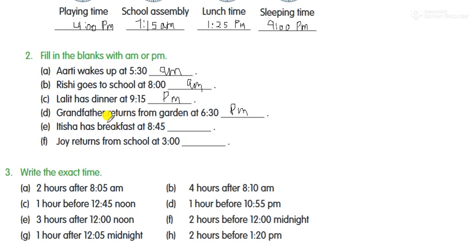Sorry, grandfather returns from garden at 6:30 AM. Sorry, it's a morning walk. So it's a morning walk, 6:30 in the morning. It's AM. Tisha has breakfast at 8:45 AM. Here Joy returns from school at 3 PM.